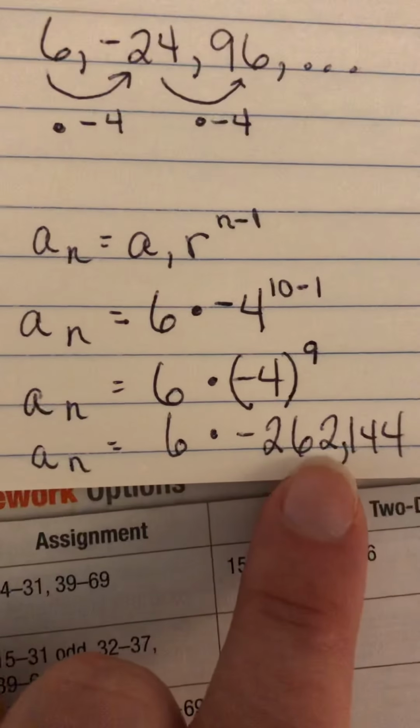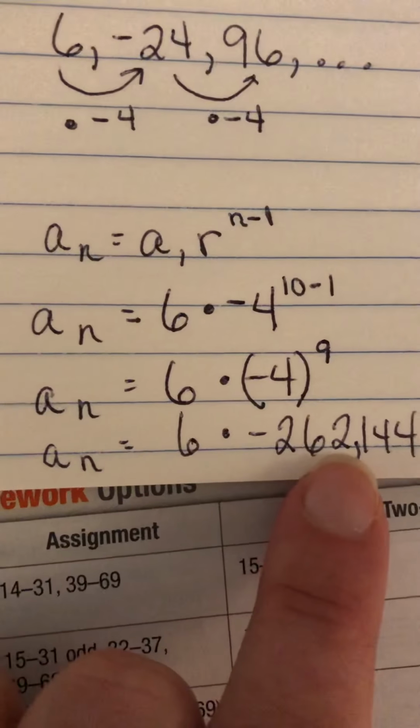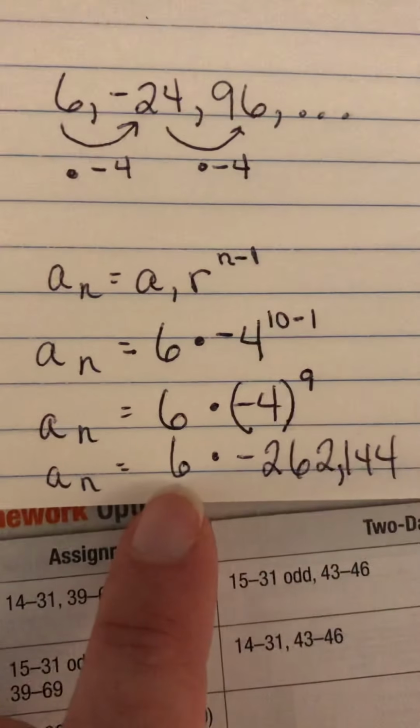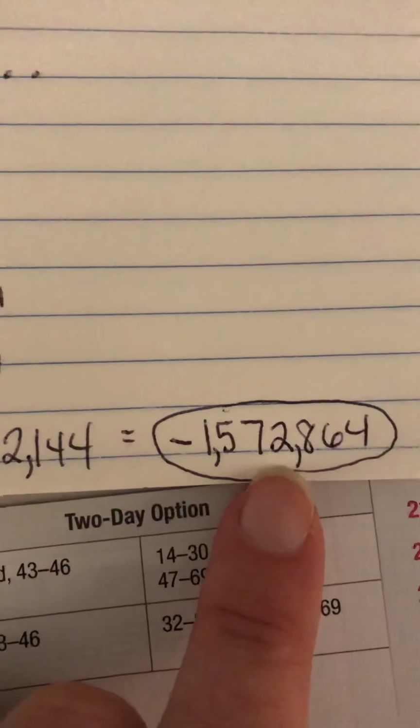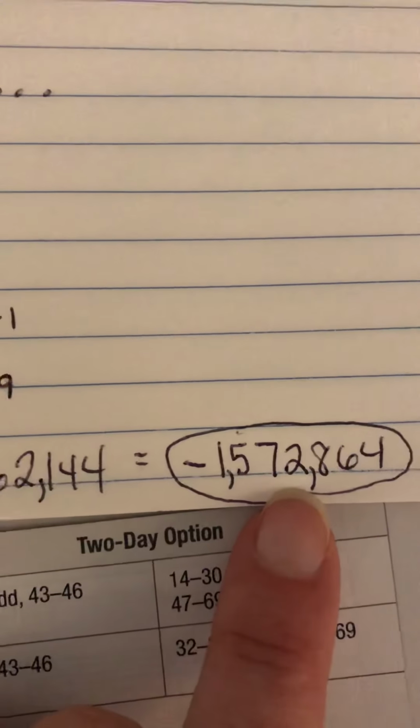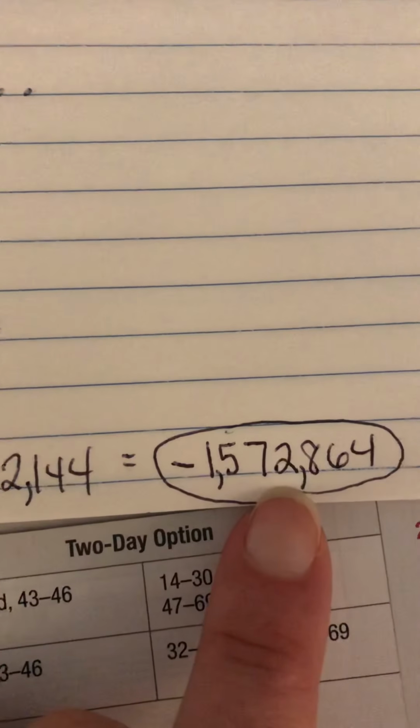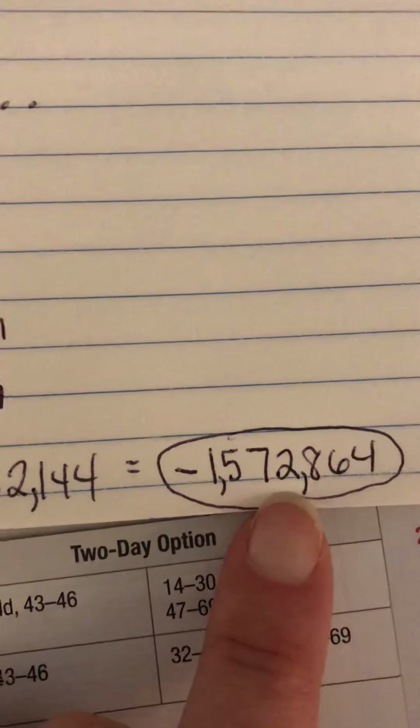So it became that small number, and I still have to times 6, and I got that answer. Again, this is number 29 on page 441.